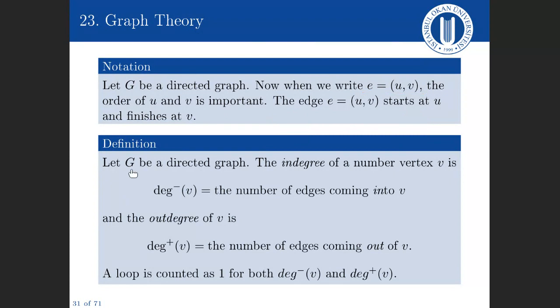We can also talk about degrees of vertices in a directed graph. But now we need two different types of degree, the in degree and the out degree. And this might be as you expect. The in degree, which we call degree minus, is the number of edges coming into V. The out degree is the number of edges coming out of V. If we have a loop, then we count it as 1 for both the in degree and the out degree.